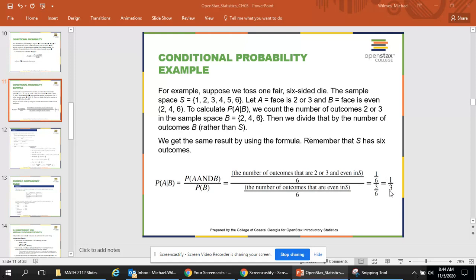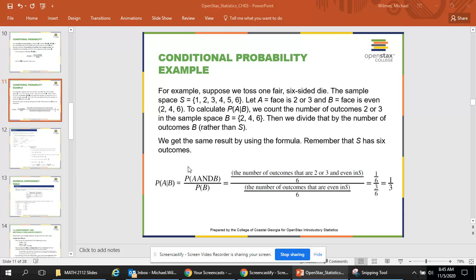So that's a way to do it without using the formula, but oftentimes it's easier to use the formula. So probability of A given B. We identified A and B, and here we're going to write out our formula. On the bottom, we'll always start there. The probability of B, that's our given. So B was the face is even, 2, 4, 6. To calculate the probability of even, 2, 4, or 6, we put all of the numbers that are even over 6. So 3 out of 6, because there are 3 ways to do it, out of 6 total.